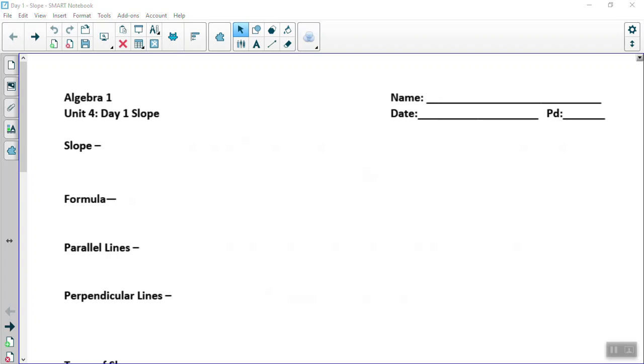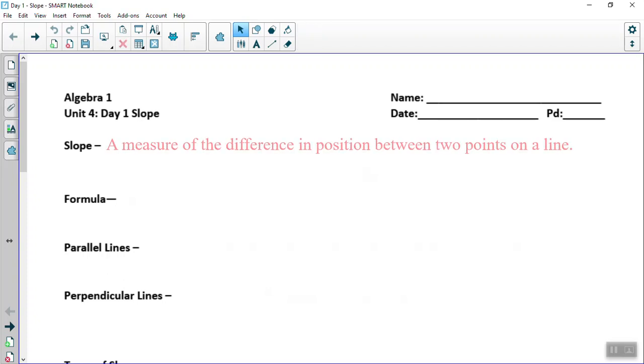Hi everyone, today we'll be looking at day 1 of Unit 4 notes, and today we'll be talking about slope. Slope is a measure of the difference in position between 2 points on a line. There's a few different ways we can represent slope.